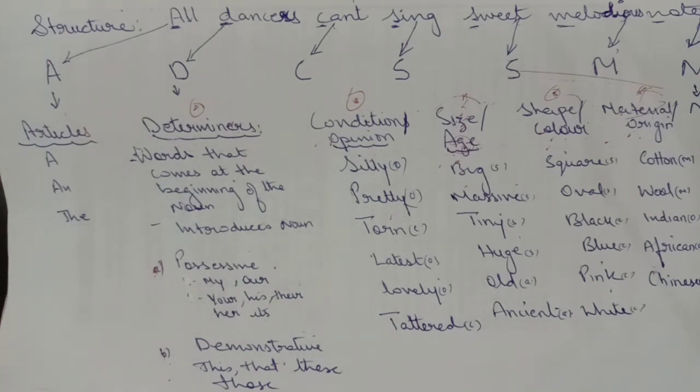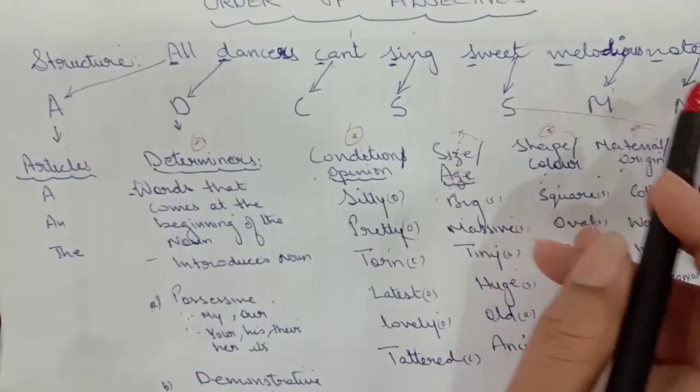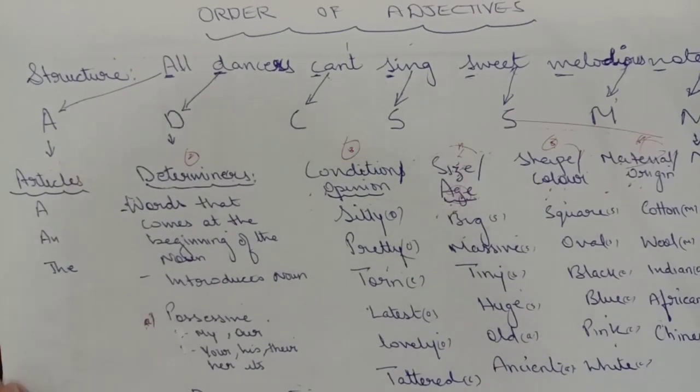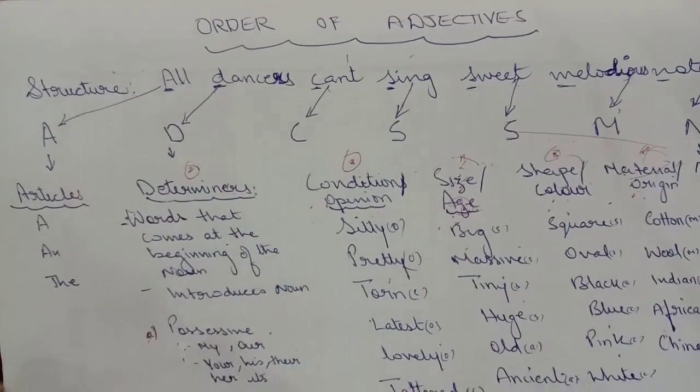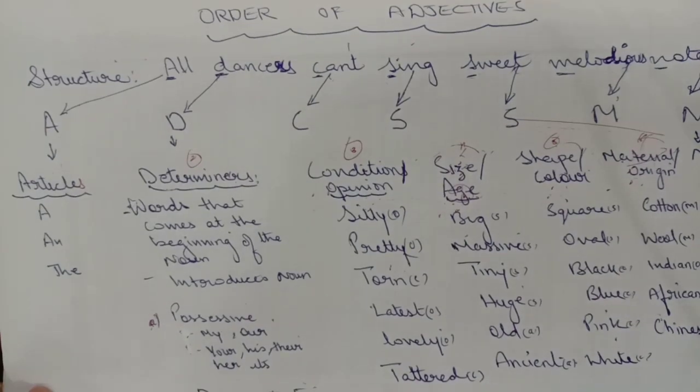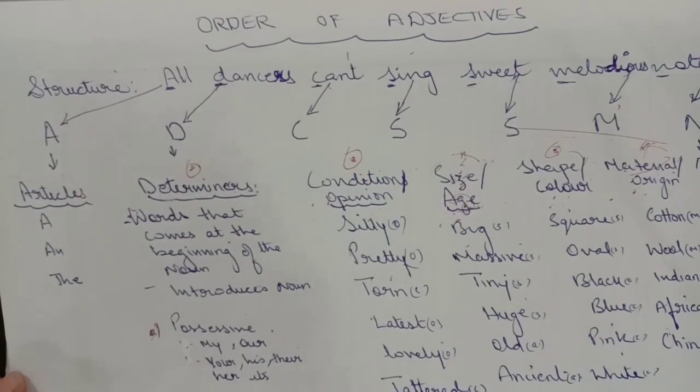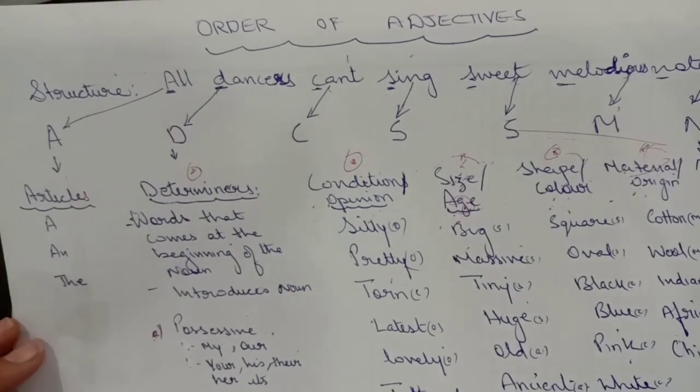Okay, so just learn this order, learn the sequence, learn the sentence, rhyming sentence, a funny sentence for you. All dancers can't sing sweet melodious note. Keep on saying and just repeat it at least twice or thrice a day, and it will be there. So learn this order and go ahead, describe the sentence using the order.